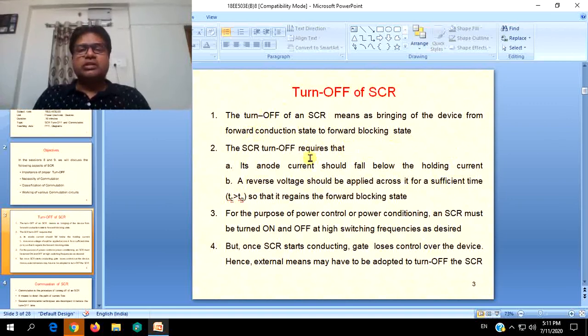So for this turn off, it requires that two important parameters are to be controlled. First is the anode current. Its anode current should fall below the holding current.